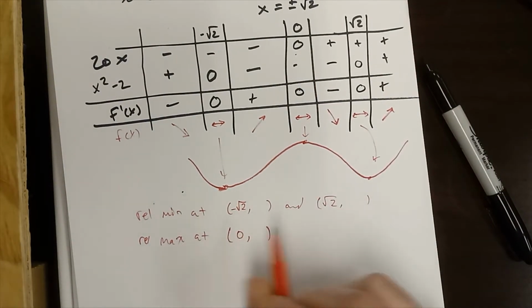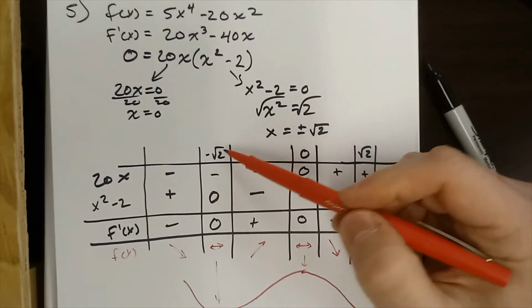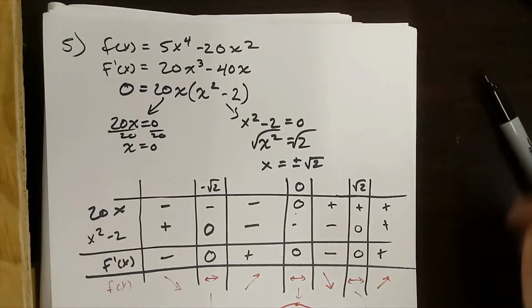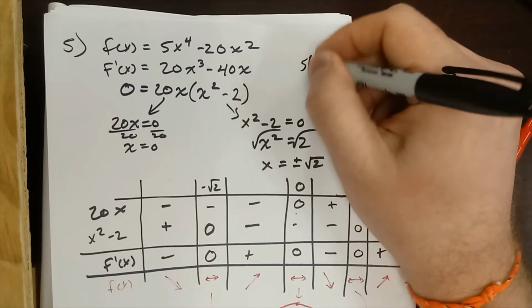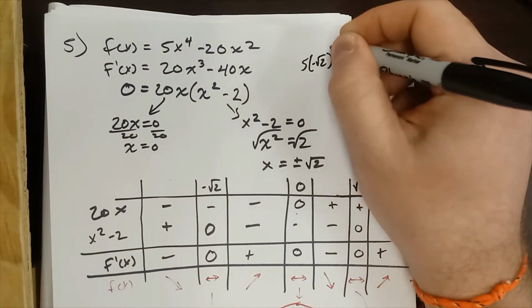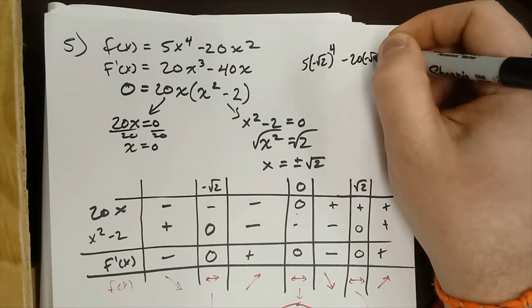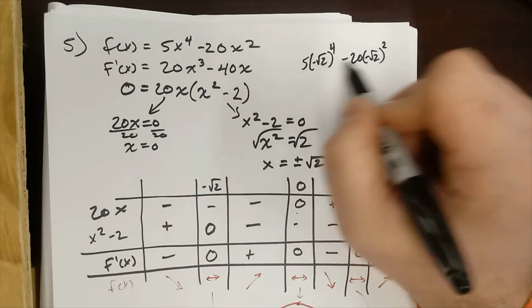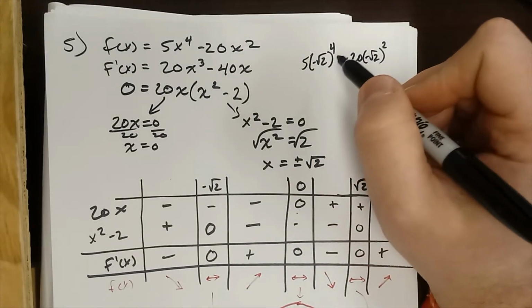So now we just have to go back to f of x and find my y values, right? So negative root 2, I'll plug it in, and I'm going to do this by hand just because I don't have my calculator with me. So 5 times negative root 2 to the 4th minus 20 times negative root 2 to the 2nd. And you might notice that if this was negative or positive, it wouldn't matter, because an even power is going to cancel out the negative.